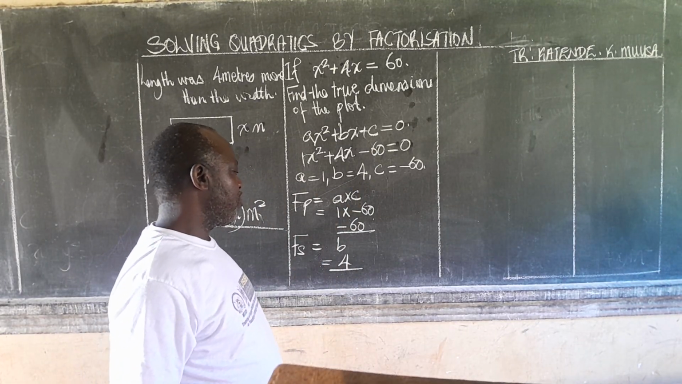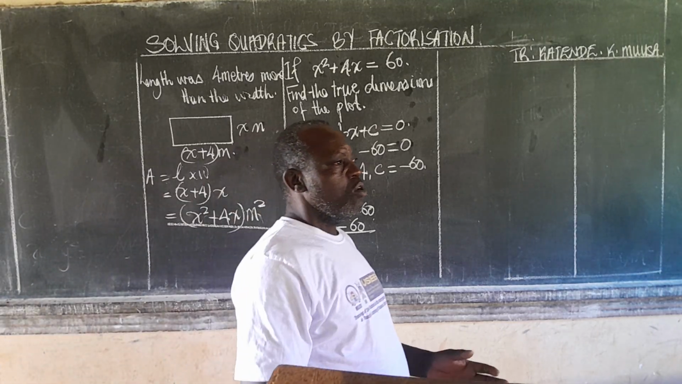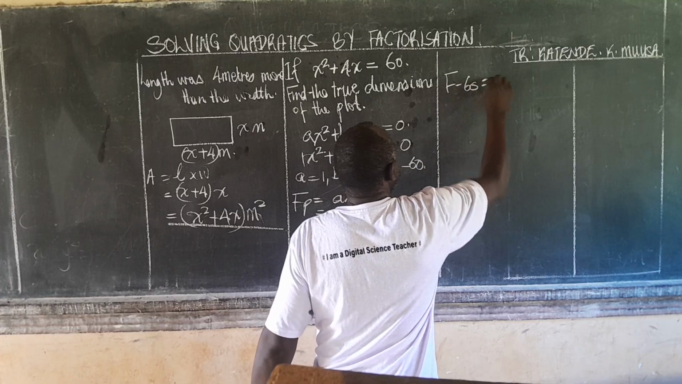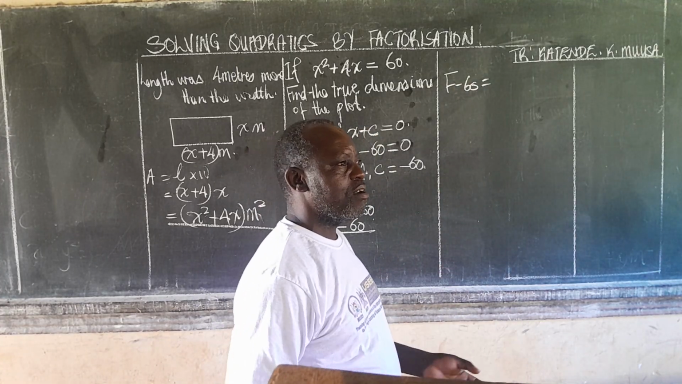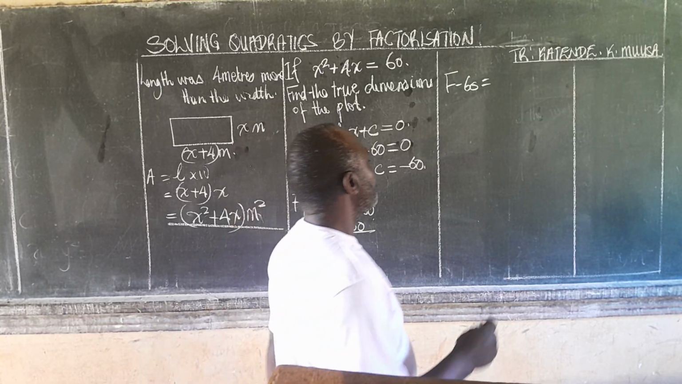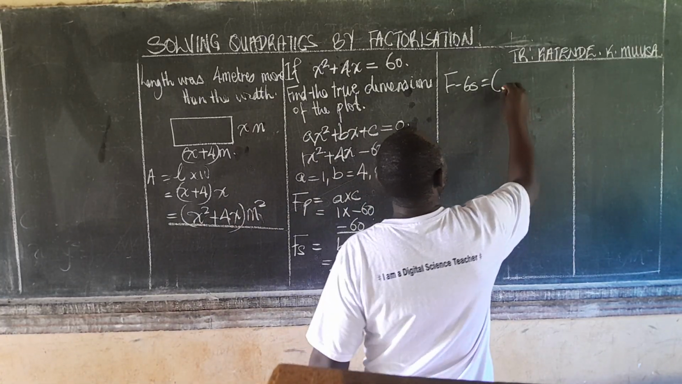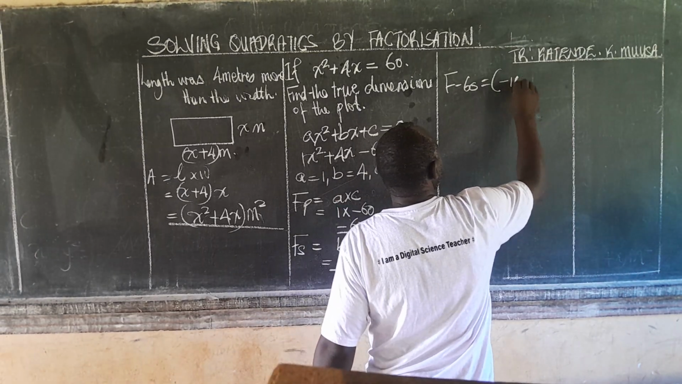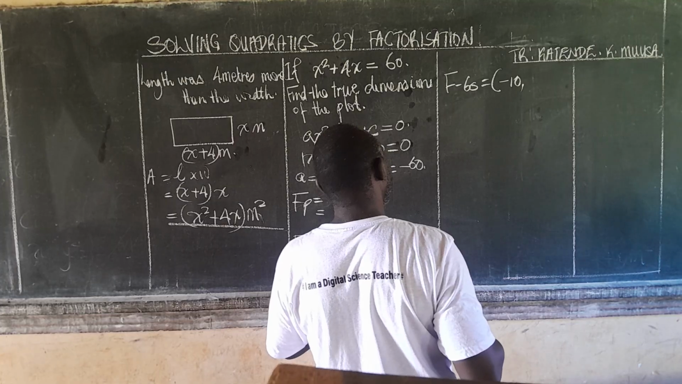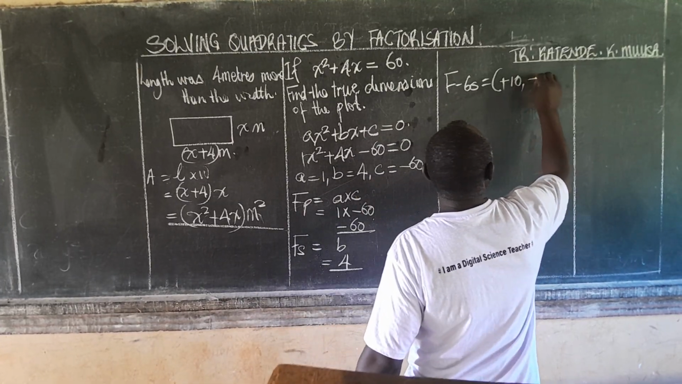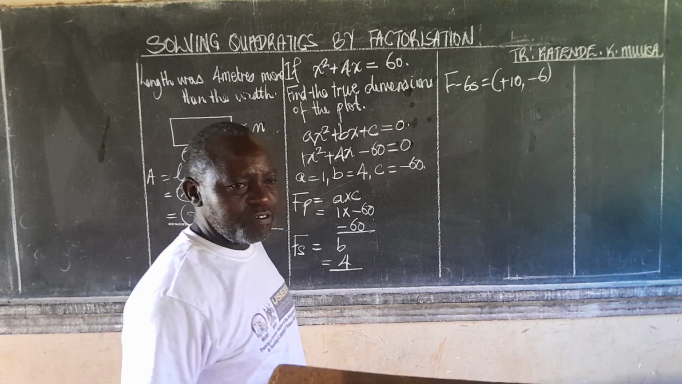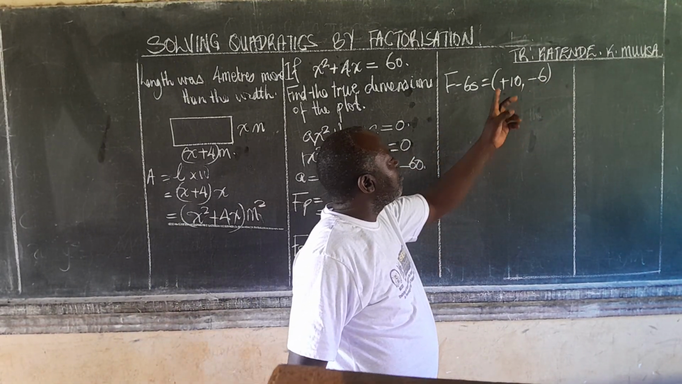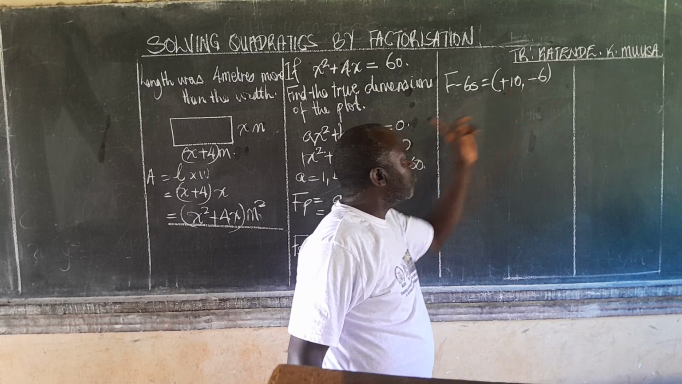Now let us look for two factors such that when we multiply them, we get negative 60, and when we add them, we get 4. Factors of negative 60. If we can use our mental work, here we have negative 4, negative 10, and then positive 10 and negative 6. Positive 10 times negative 6, we get negative 60, and positive 10 minus 6, we get 4.